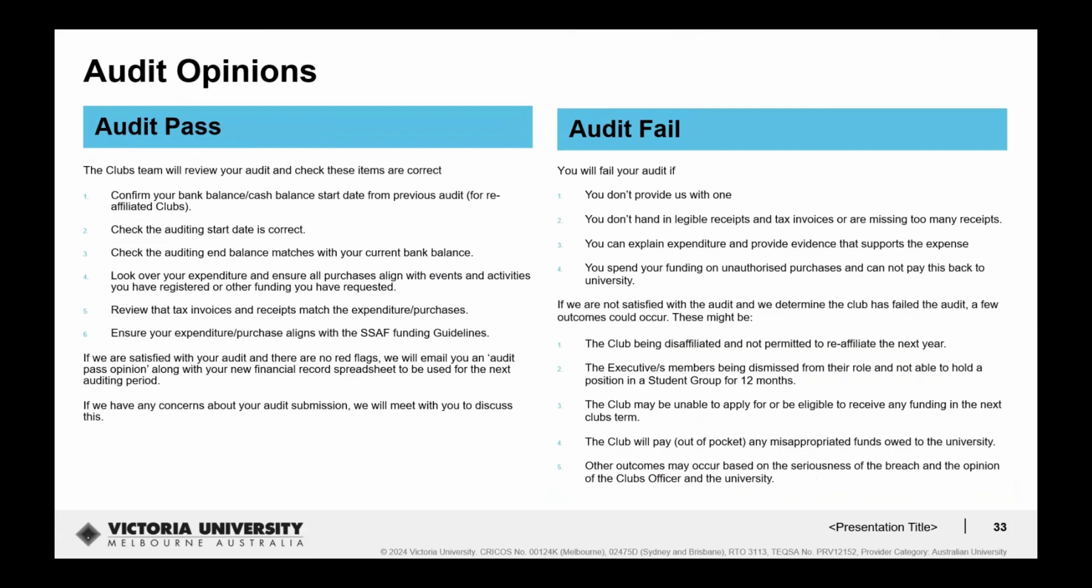So how do we review your audit? The club's team will review your audit by checking the items listed on the screen. If we are satisfied with your audit and there are no red flags, we will email you an audit pass opinion along with your new financial record spreadsheet to be used for the next auditing period. We will update the dates and the balance on this new financial spreadsheet. If we have any concerns about your audit submission, we will meet with you to discuss this.